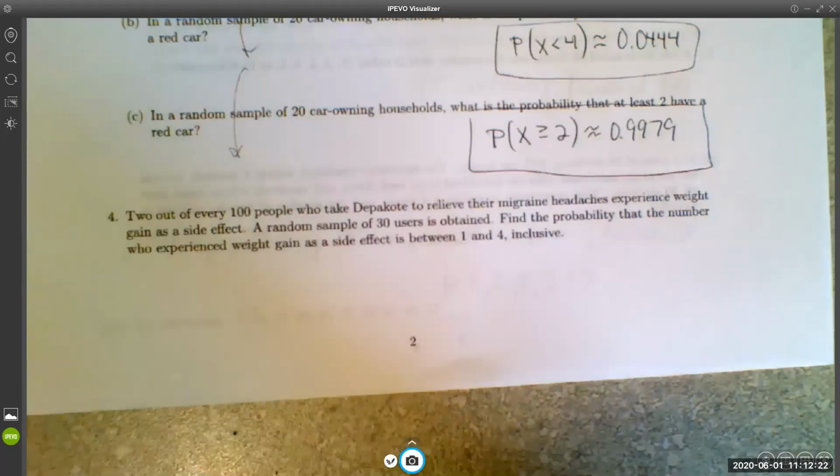This one says 2 out of every 100 people who take Depakote to relieve their migraine headaches experience weight gain as a side effect. A random sample of 30 users is obtained. Find the probability that the number who experienced weight gain as a side effect is between 1 and 4 inclusive.